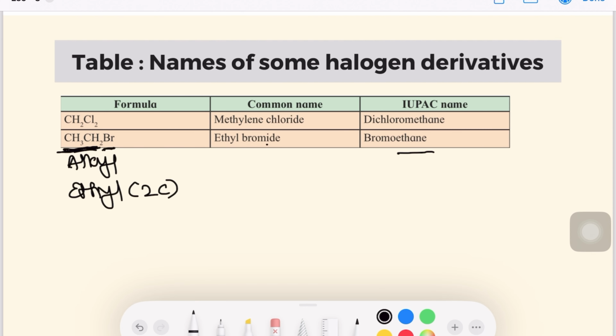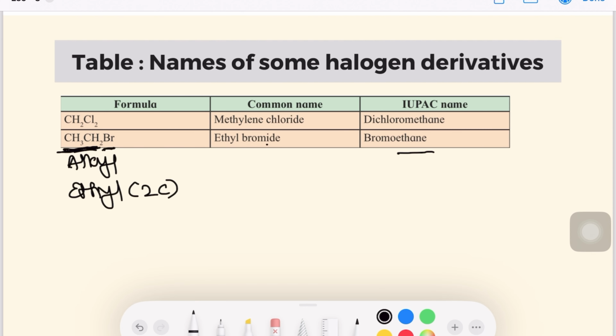Okay, understood? Then try yourself. What is the name of this compound? CH3 CHI CH3. Okay, what type of carbon atom is the second number carbon atom: primary, secondary or tertiary? It is a secondary carbon atom. Why is it a secondary carbon atom?